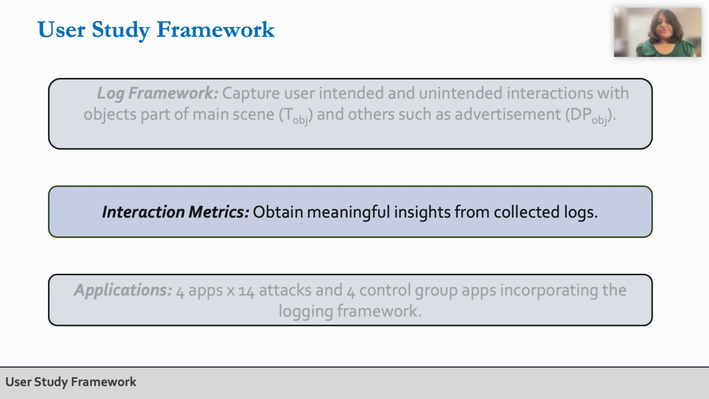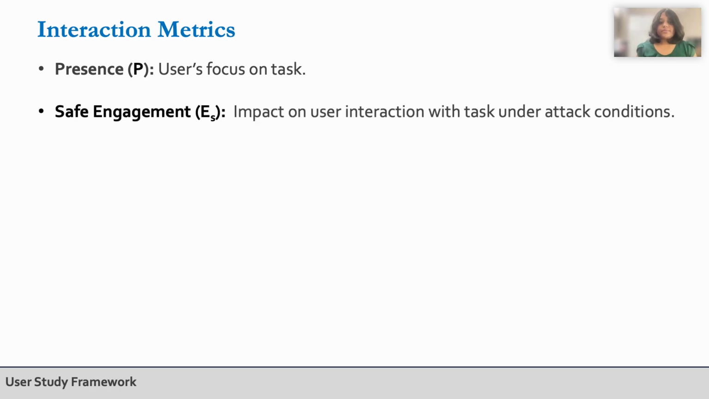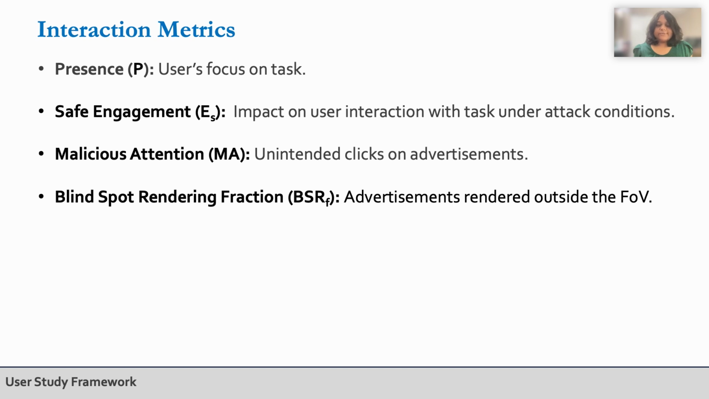We developed 4 interaction metrics to extract meaningful quantitative insights from the collected logs. First, the presence metric helps us understand the user's focus on the given task. Second, the safe engagement metric helps us understand the impact on user interaction with the task under attack conditions. Since most of the attacks rely on unintended clicks, we introduced the malicious attention metric to measure this effect. However, within the peripheral exploitation category, some attacks only work by rendering advertisements outside the user's field of view to inflate ad impressions and do not depend on unintended clicks. To measure the success of these attacks, we introduce the metric blind spot rendering fraction.